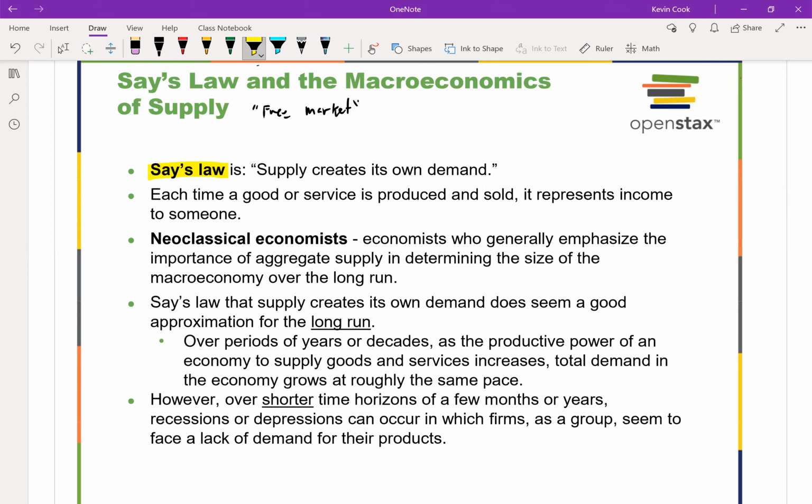The big group of people that really subscribe to this are often called neoclassical economists. They think that aggregate supply is what really drives the economy in the long run. And when we think about this, in general, what we'd expect to see is that this is very great for the long run. In the long run, we want to promote innovation. We want to see our aggregate supply increase as we go through time, and it's a good long run emphasis.